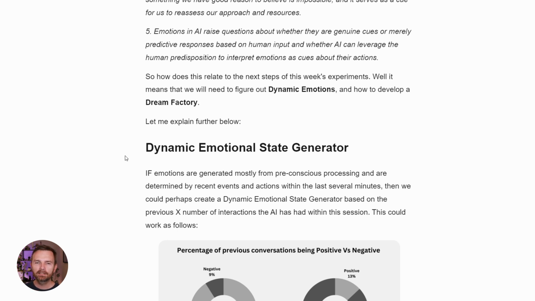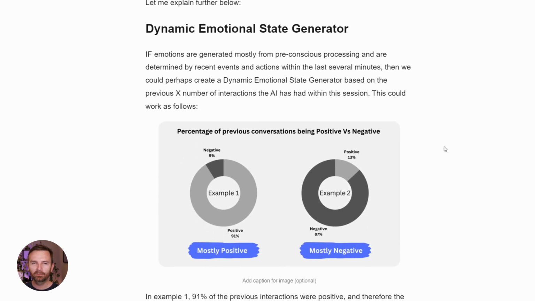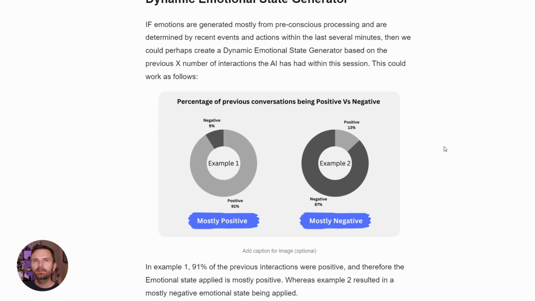First of all, what is a dynamic emotional state generator? Let me explain what our thought process was here. We knew from conversations with experts that our emotional state was determined based on what was previously happening within our life within the last X number of minutes, hours. Can we do the same for the AI? So we thought one way to do it is we can ask the AI to analyze the last X number of interactions. Does it judge that these interactions were negative?